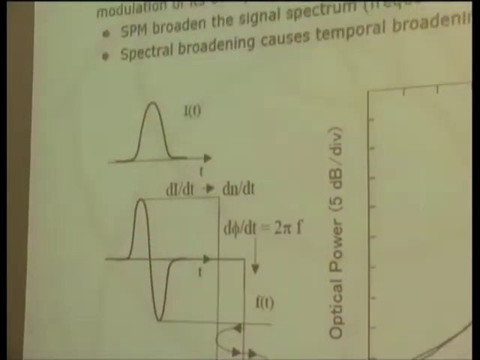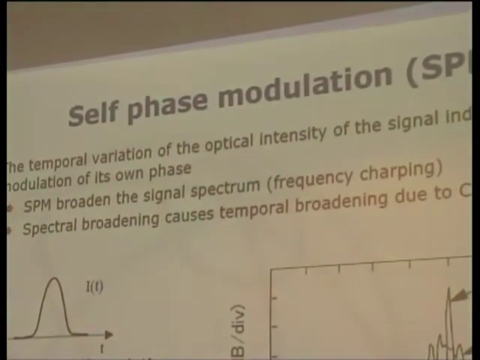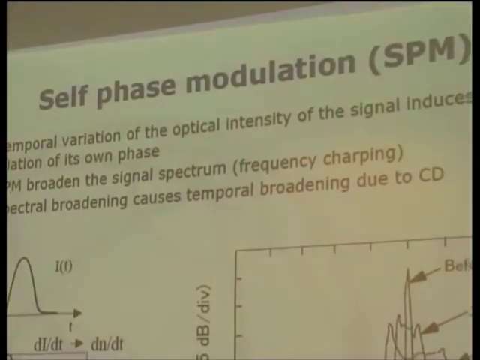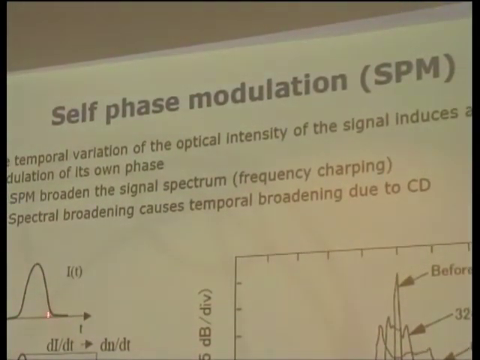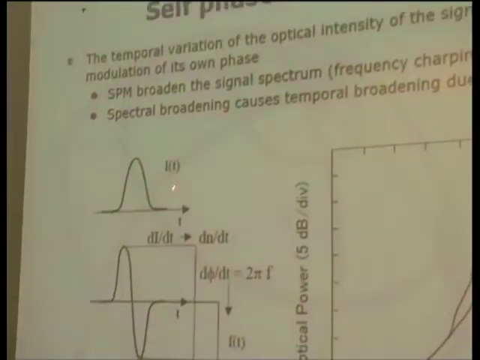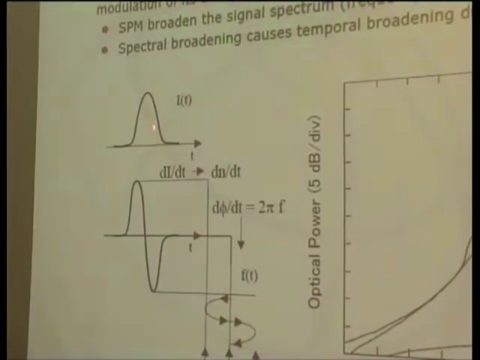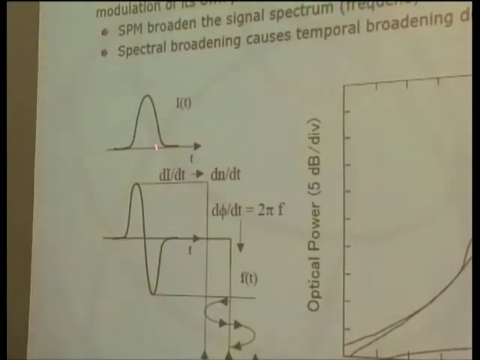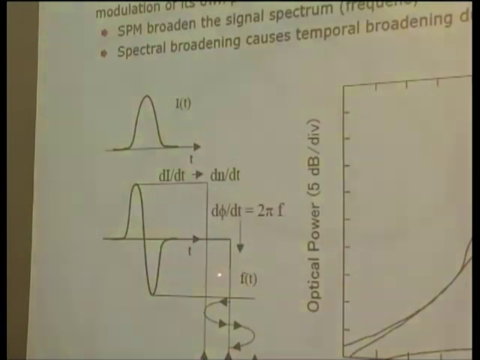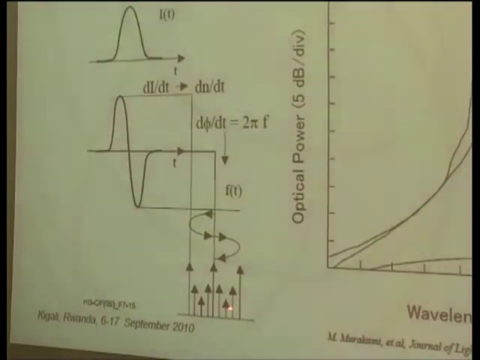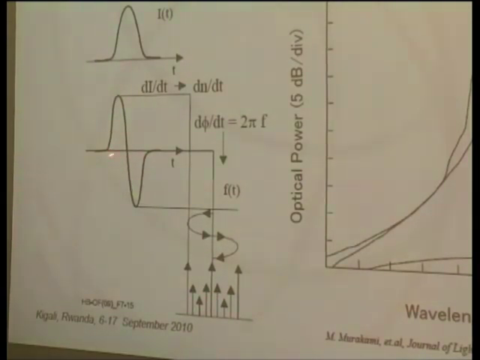Okay, so this is a simple figure of self-phase modulation. So you can see this signal path. This is the intensity, and this intensity change causes a phase change of the signal. Phase change means a frequency change of the signal, so you can see that the signal frequency will change depending on the time, as you can see, so it is modulated.